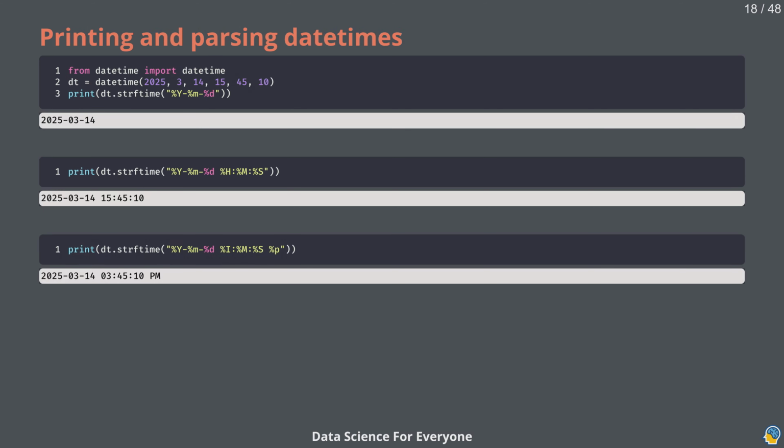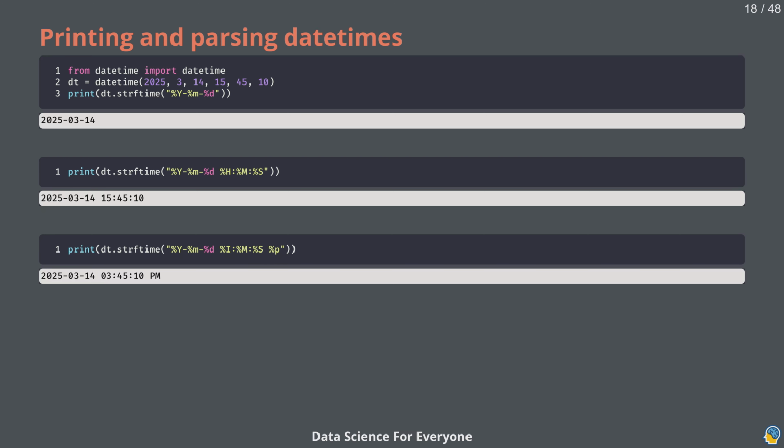Just like dates, datetimes can be displayed in many different ways. Python can also take a string and turn it into a datetime. Let's first look at how to format and print a datetime, then we can move on to see how Python can read one from a string. We'll start by creating a datetime for March 14th, 2025 at 3:45 p.m. To turn this into a nicely formatted string, we'll use the strftime method. We'll print just the date using %Y for the full year, %m for the month, and %d for the day.